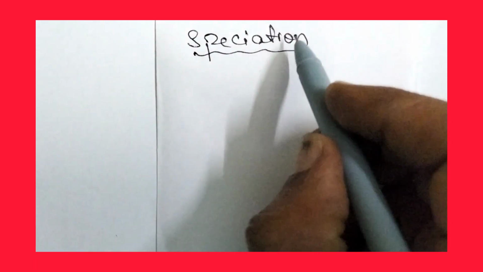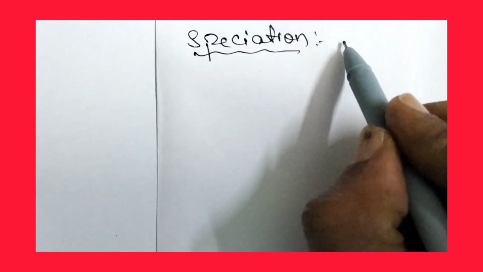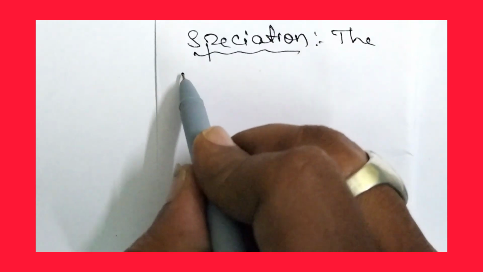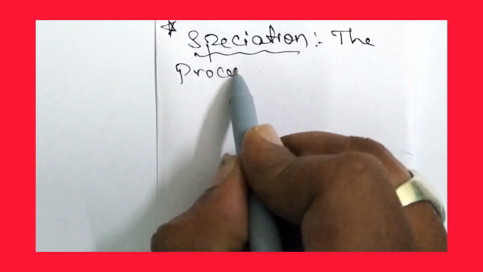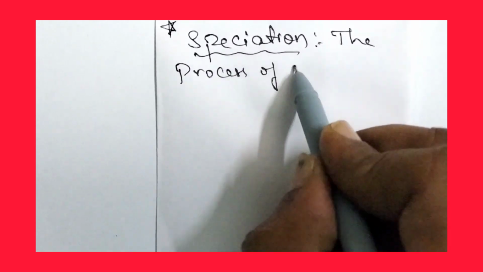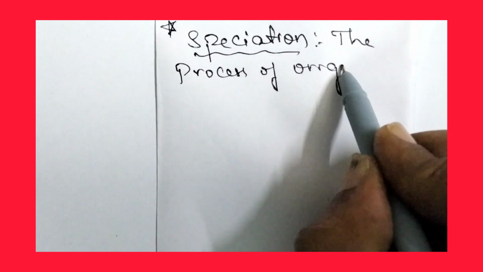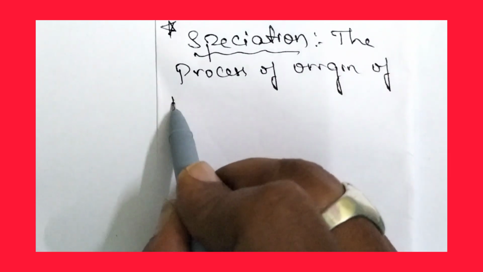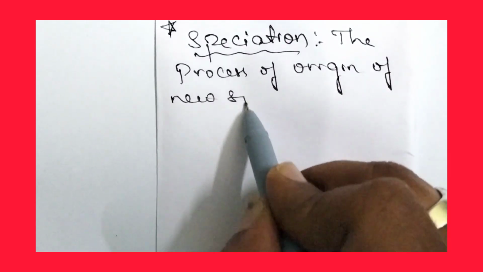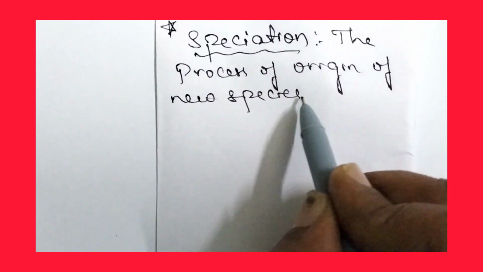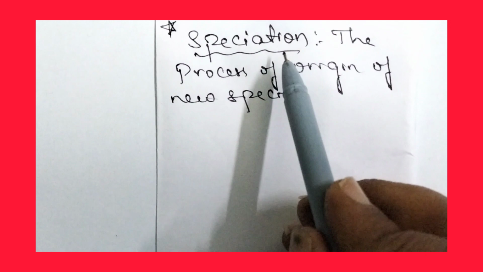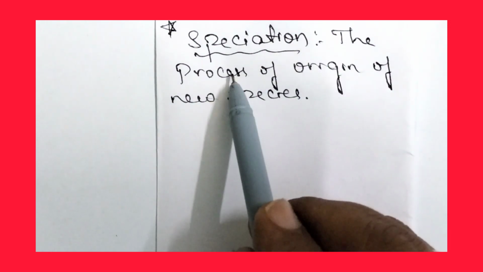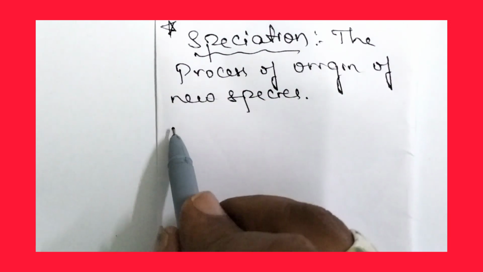The first one is, let us know what is meant by speciation. Speciation is very important for the examination. Speciation is defined as the process of origin of new species. The process of origin of new species is called speciation. What is speciation? The process of origin of new species.